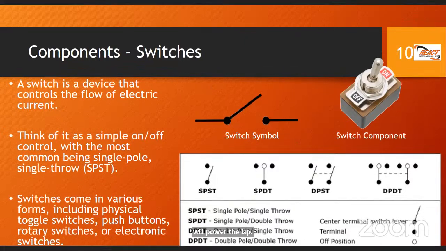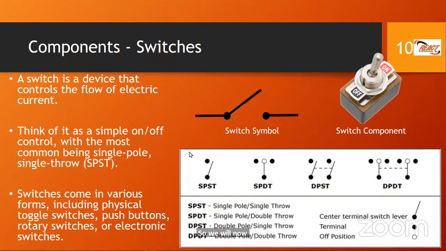So we will now discuss the component that's known as a switch. We talked about a switch before, but let's go a little deeper into what the switch is. This will become very important with some future slides. So let's pay attention. So what's a switch? Well, a switch is a device that controls the flow of an electric current. Think of a switch as a simple on-off control. On the right-hand side here, you will see a little toggle switch. It's either on or it is off.